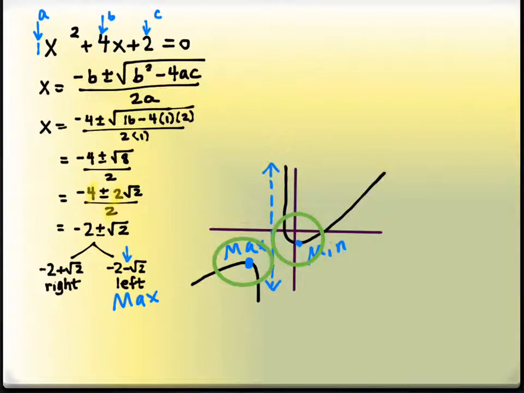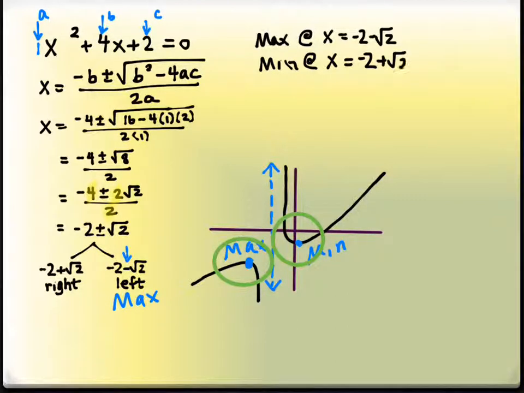Is it a minimum? So when we're answering this question then, we can say that we have a maximum at x equals -2 minus the square root of 2. And we have a minimum at x equals -2 plus the square root of 2. Any questions on that?